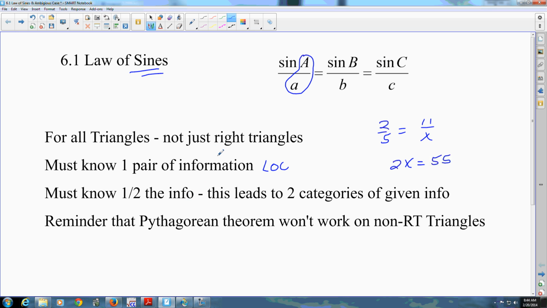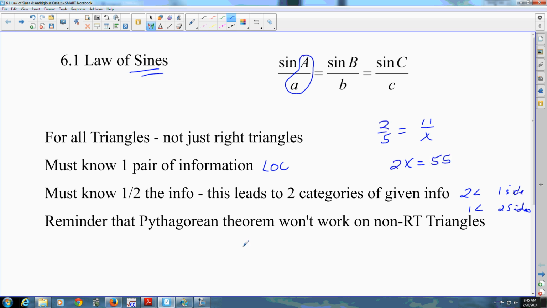You have 3 angles and 3 sides. This leads to 2 different categories. You can know 2 angles and 1 side, or you can know 1 angle and 2 sides. It's not so important that you memorize this. I'm just giving you the information of how law of sine is usually described.